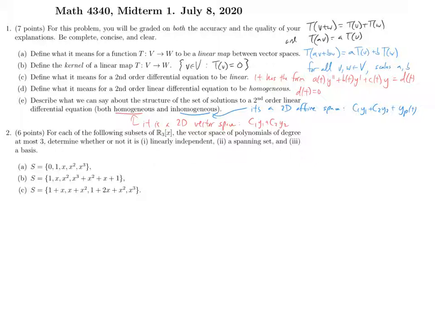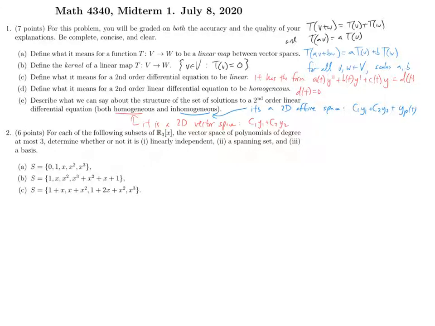Problem 2. Okay, this was trickier, or this ended up being trickier than I intended it to be. So I think it's important to make sure that we get these concepts. So for each of these subsets, this is a 4-dimensional vector space. Determine whether or not it's linearly independent, spans, and is a basis.